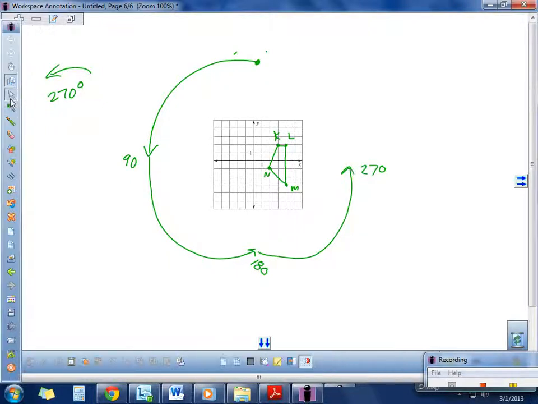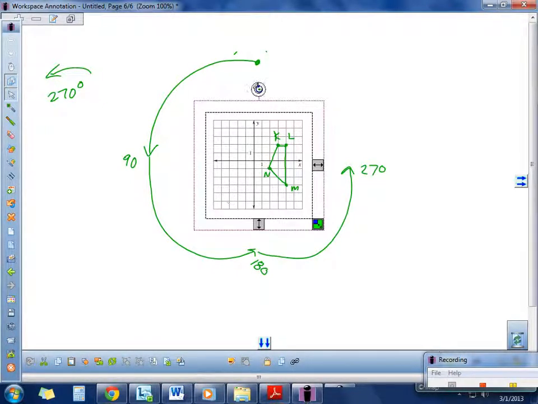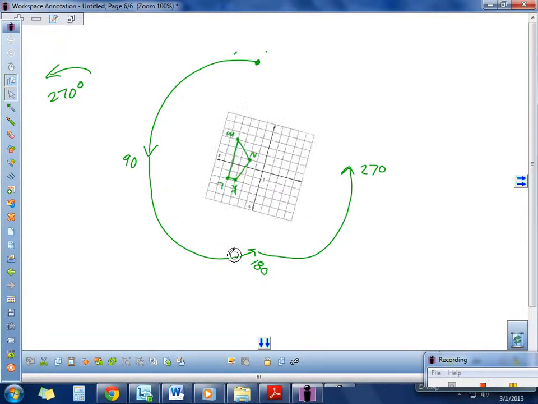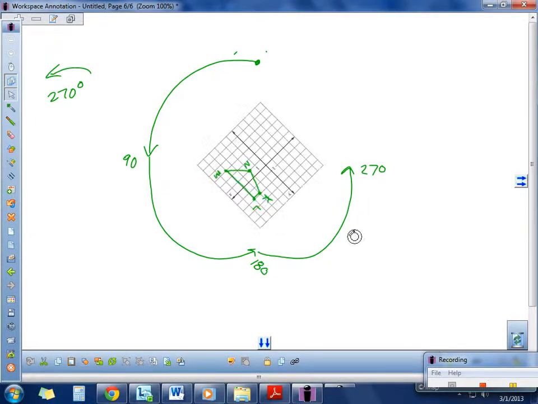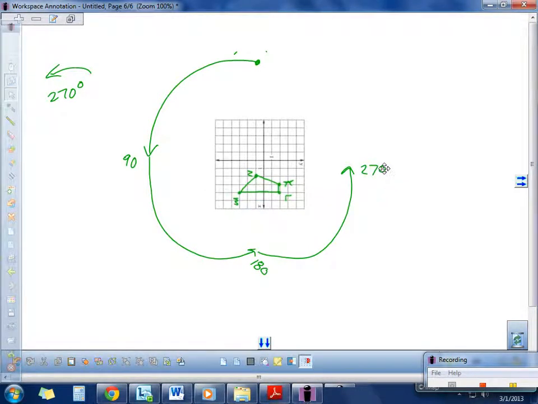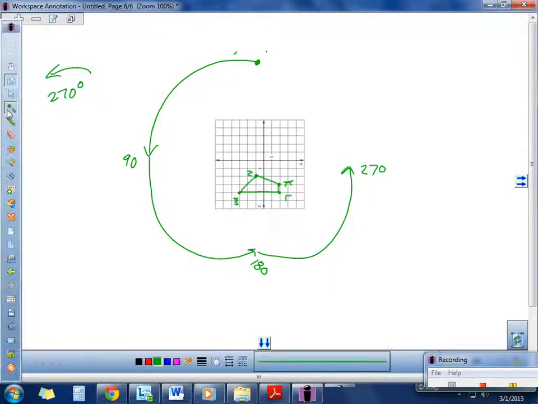And I can do that too. I can grab my paper and I can rotate. I've rotated 90 degrees, 180 degrees, and now I've rotated 270 degrees. So this is how your picture should look right now. Right in front of you, you should have your paper rotated the amount that we just talked about. And your picture should look exactly like this right in front of you. All we're going to do right now is write down the new coordinates.